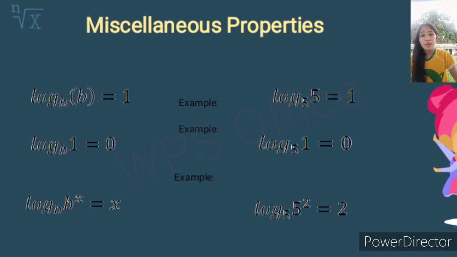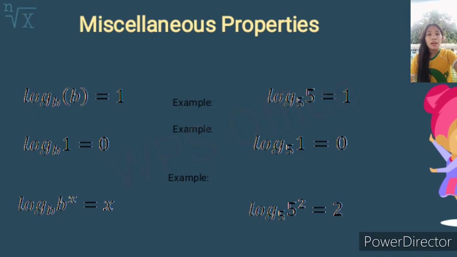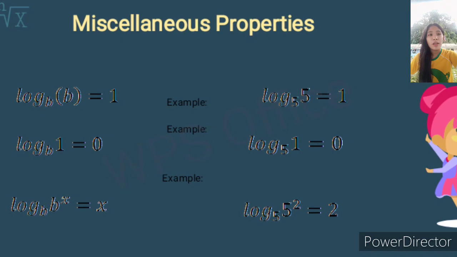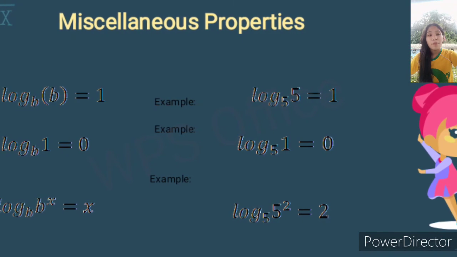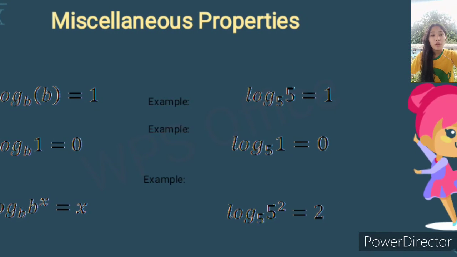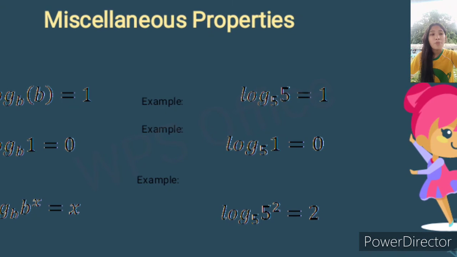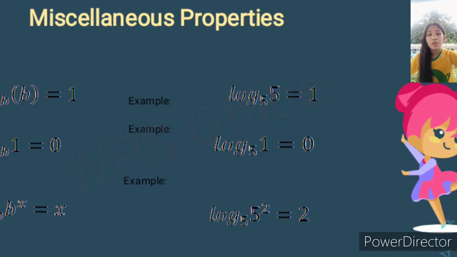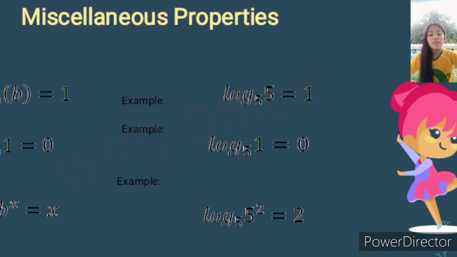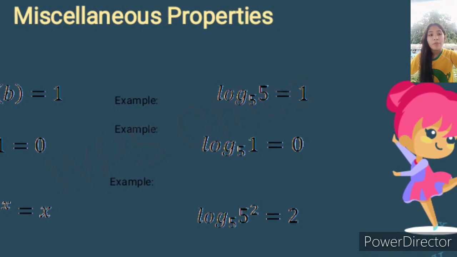Last is the miscellaneous property, where log_b of b equals 1. Example, log base 5 of 5 equals 1. Log_b of 1 equals 0. Example, log base 5 of 1 equals 0. Last, log_b of b raised to x equals x. As an example, log base 5 of 5 squared equals 2.